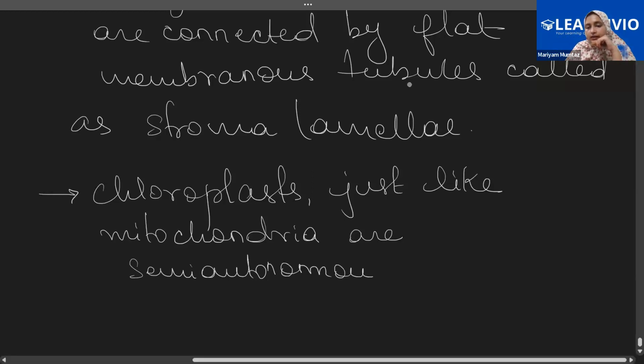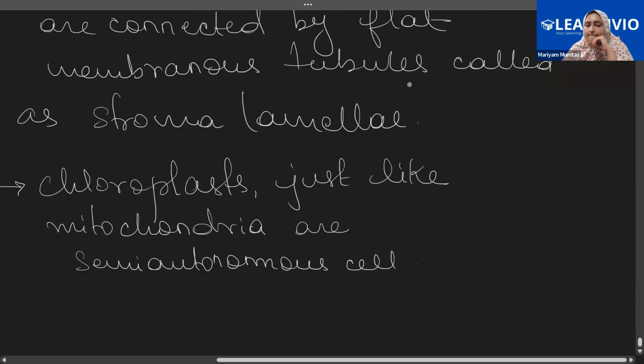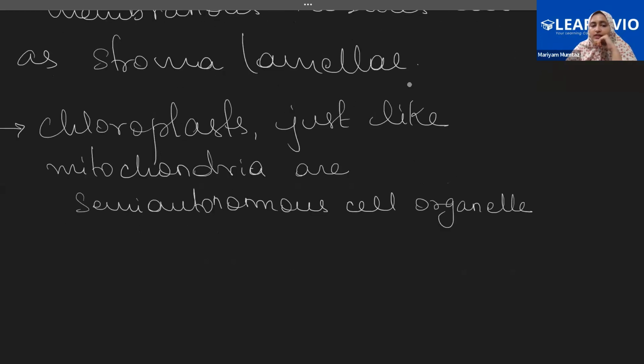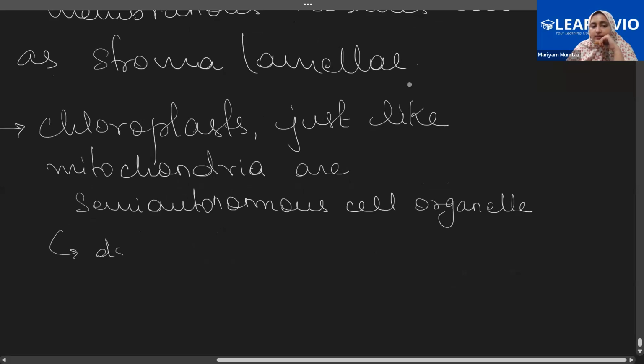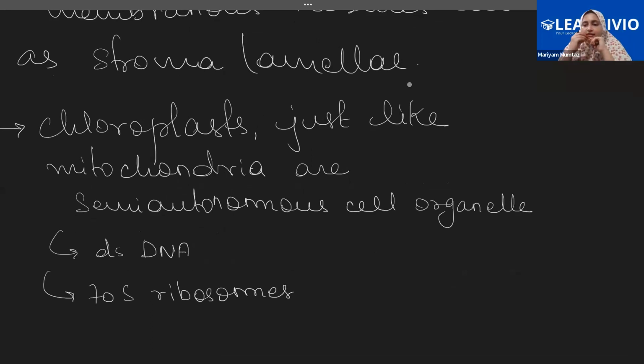Semi-autonomous cell organelles. Clear to everyone? Now, apart from that, remember that whenever we talk about anything that is semi-autonomous, it means that double-stranded DNA and 70S ribosomes are present in them. Always remember, it doesn't mean that they are eukaryotic cells, so they'll have 80S. No, 80S ribosomes are present in the cytoplasm. We have studied about it, right?